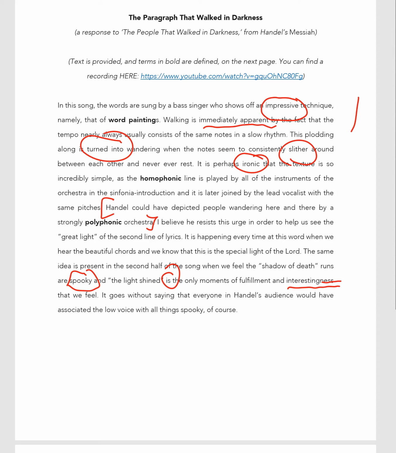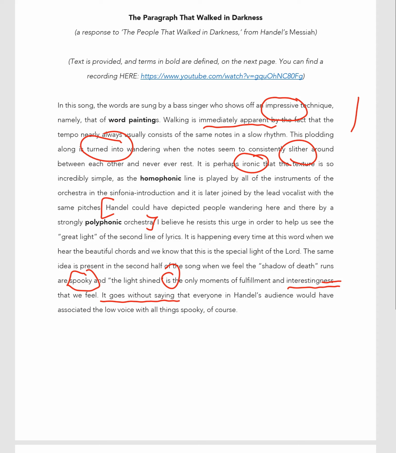Finally, it goes without saying, here's another thing that you really shouldn't use in an academic paper. You wouldn't be writing about it if it went without saying. We really need to hear why this opinion is relevant, or we need to hear a little bit about why, for example, everyone in Handel's audience would have associated the low voice with all things spooky.